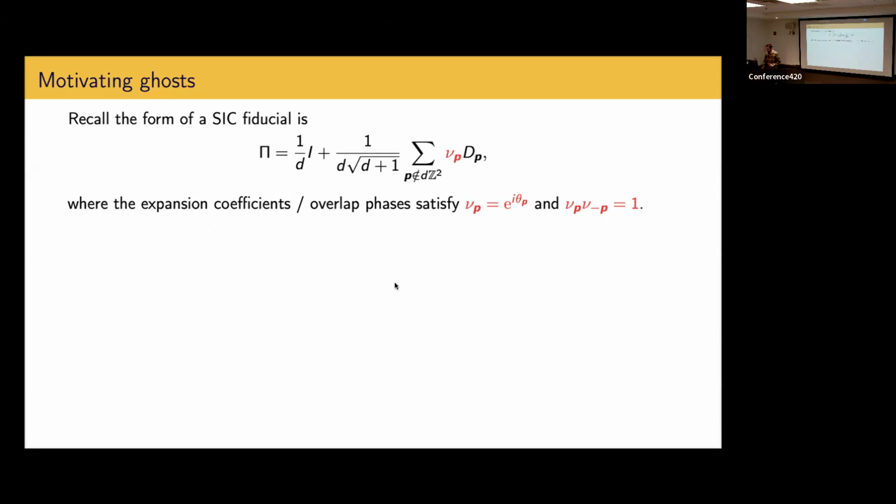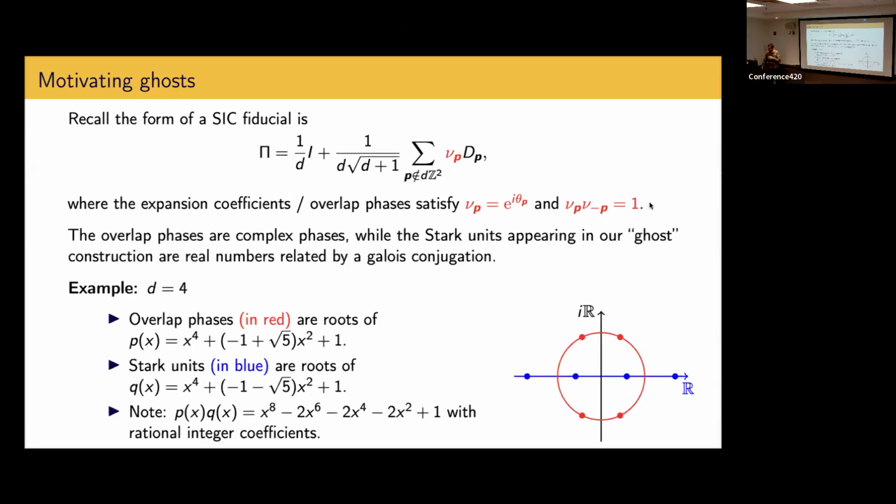Good question. Let me just show this formula again. This is equivalent to the defining property for these SICs. We have these expansion coefficients, and they have to be phases, because the equiangular property, the defining property of SICs, and hermiticity enforce this. We mentioned that this long line of work culminated in showing that in every example, these complex phases are Galois conjugates of Stark units.